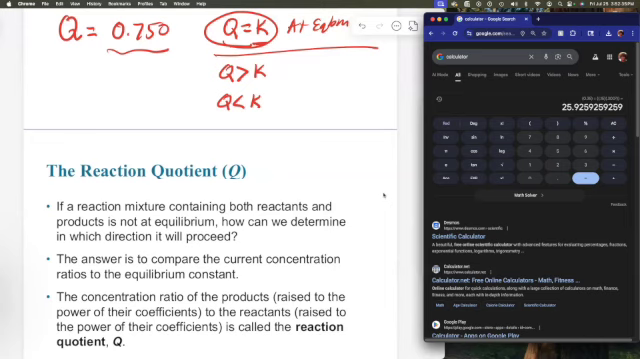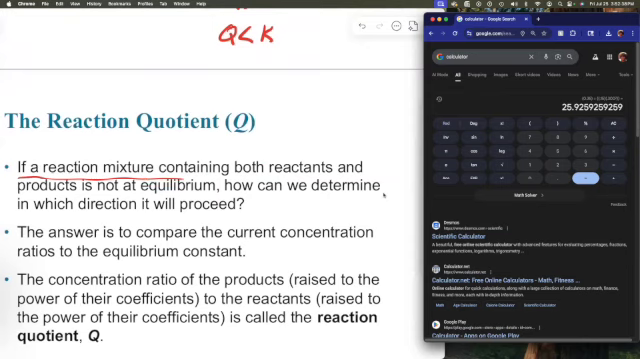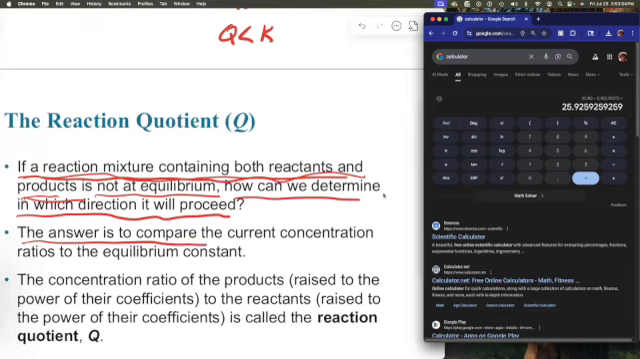So let me go ahead and read the text. If a reaction mixture containing both reactants and products is not at equilibrium, right? Implying just because reactants and products are there doesn't mean it's at equilibrium. How can we determine in which direction it will proceed to get to equilibrium? Remember, the goal is always getting to equilibrium. The answer is to compare the current concentration to the equilibrium constant.